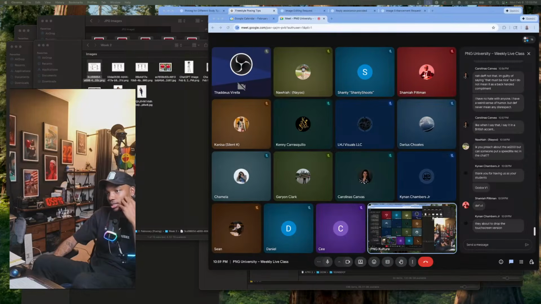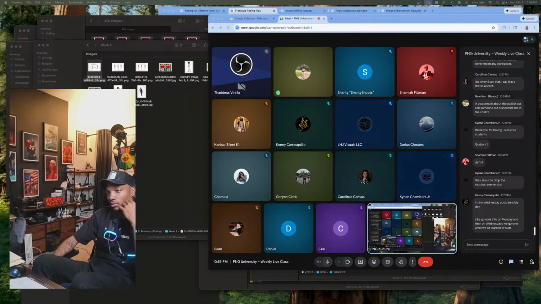You guys are welcome. Godox V1. Godox V1 or what? The V1 is good. They have a V100 too. Go ahead. One more thing.